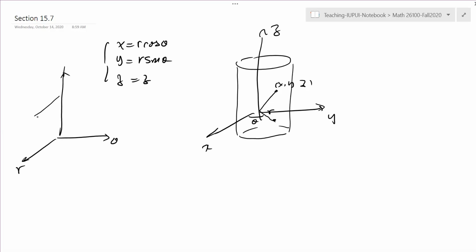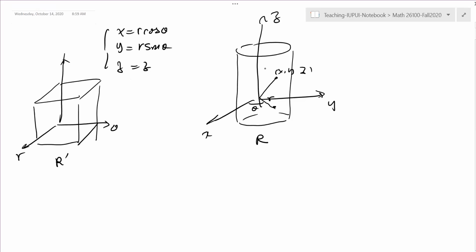It's possible a rectangle box is sent to the cylinder. A rectangle is sent to a circle, right? And by this transformation, a box is sent to the cylinder. So if this is a region R, this is a region R prime. If you have a portion of the cylinder, then you may have a portion of this box. But it's not circular, so it's easy to evaluate a triple integral.